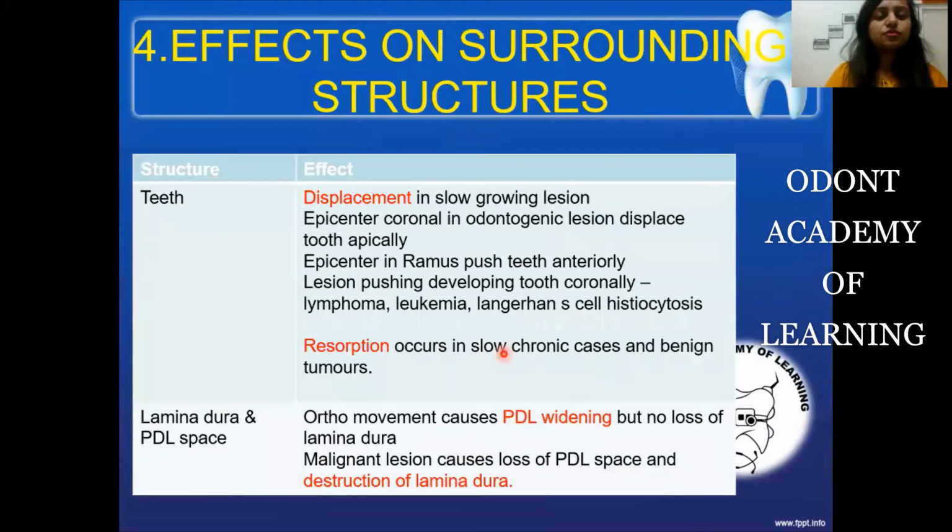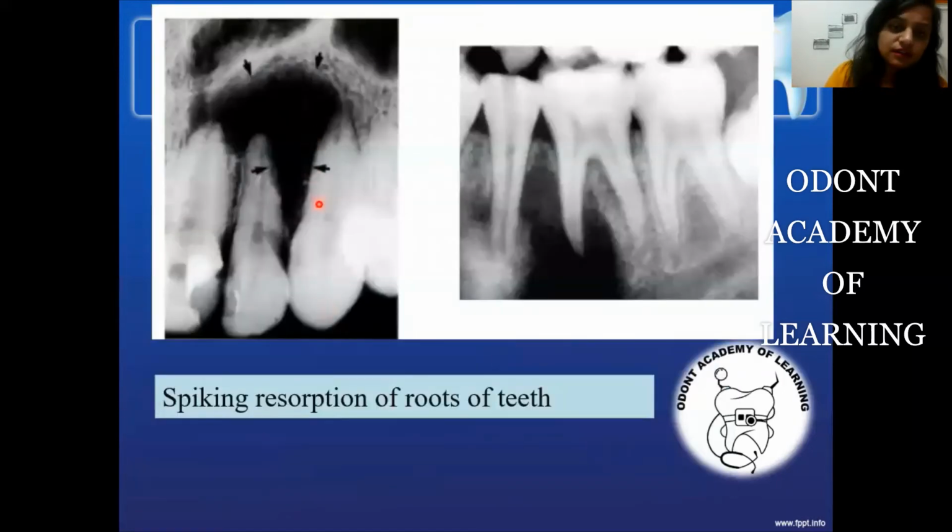Next, now we have finished with the internal structure. Now what effect does this pathology have on the surrounding structures? Usually the surrounding structures are nothing but your teeth, your lamina dura, your PDL space and the root. The tooth in general is either displaced superiorly, inferiorly or laterally. When it comes to the root, there is usually resorption seen in most of the cases.